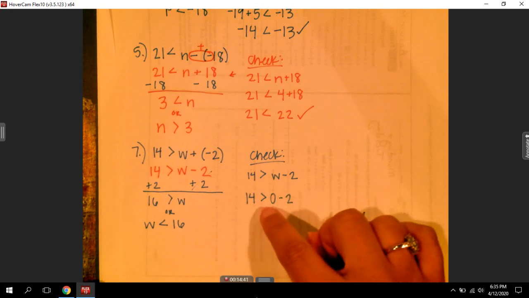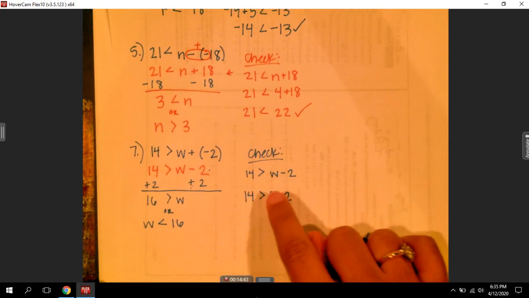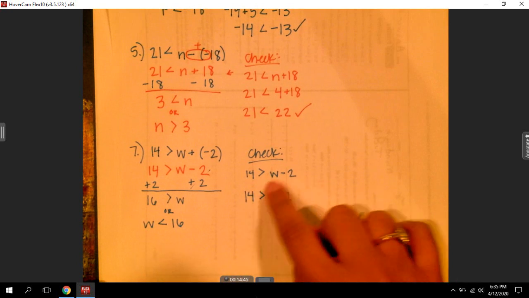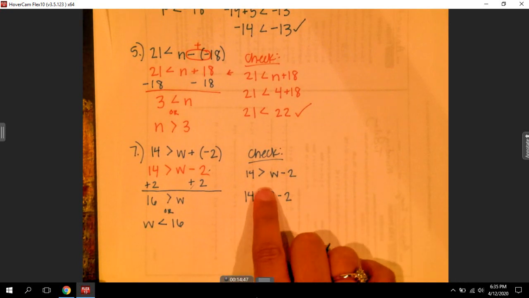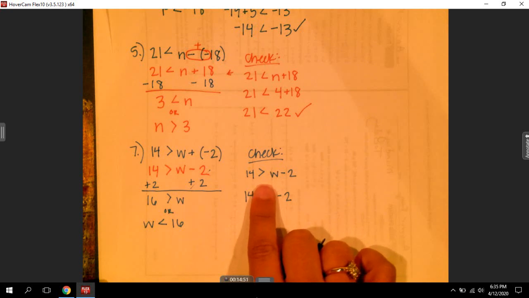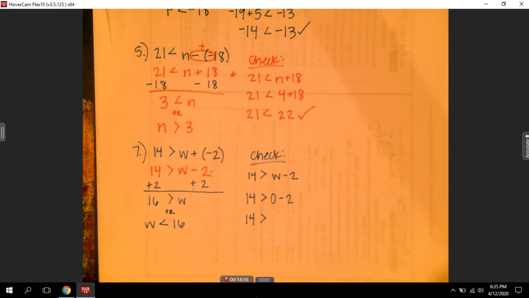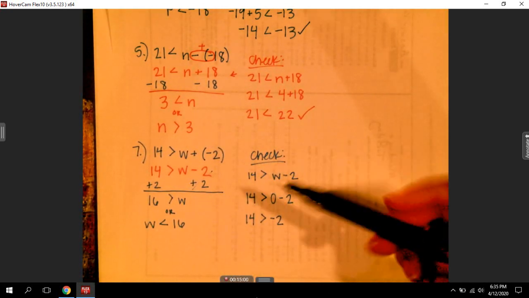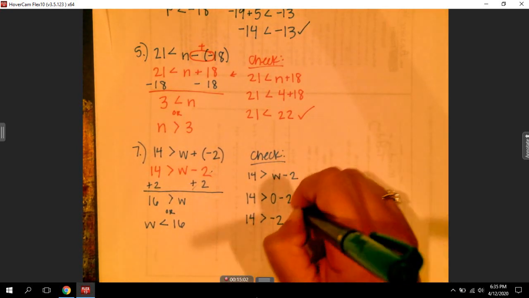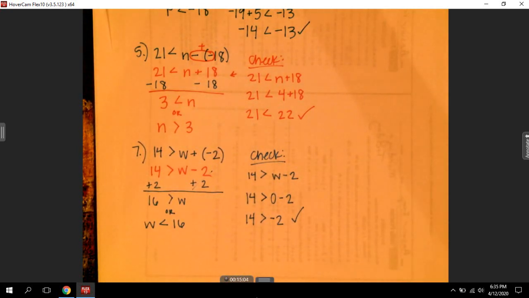0 minus anything is left with that minus anything. Okay, so that's basically like saying nothing is there. So this is a negative 2, so don't get confused and say that this is a positive 2. So this is 14 is greater than negative 2. Is that true? Yes, a positive number is always greater than a negative. So it checks out.